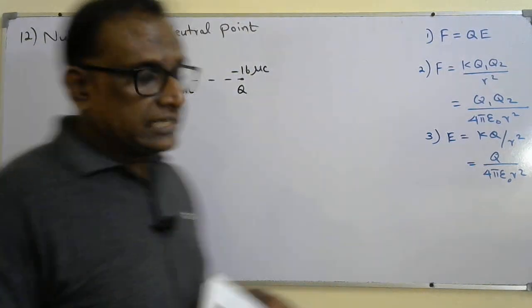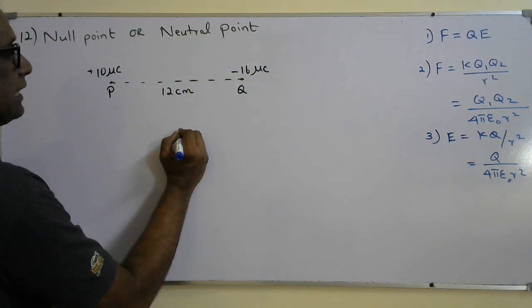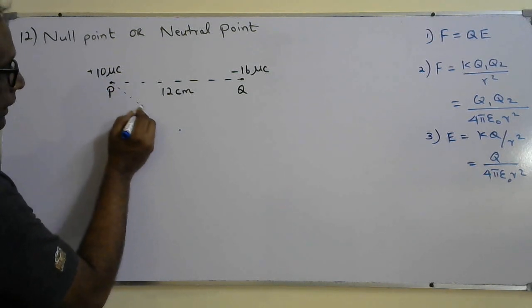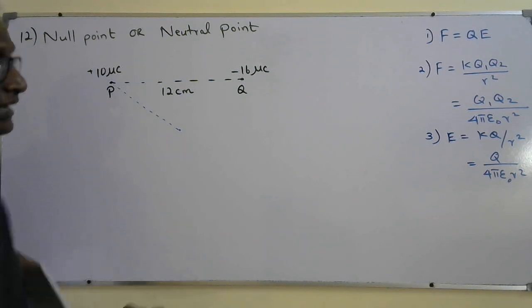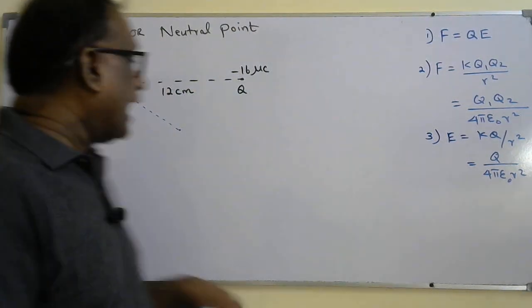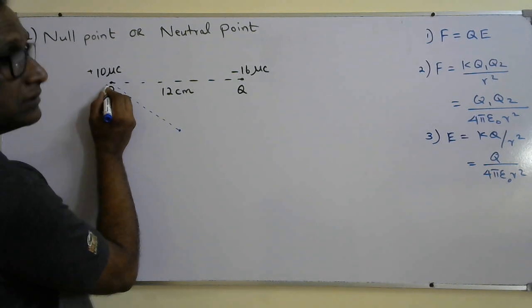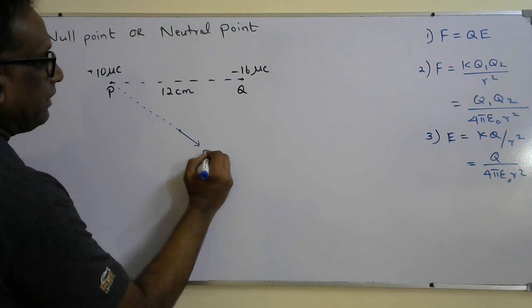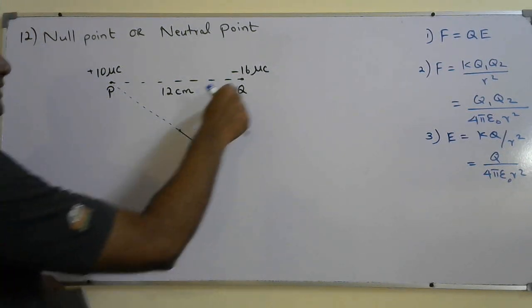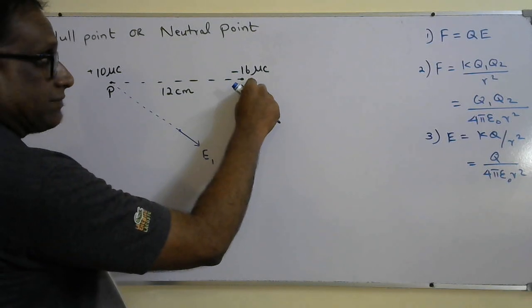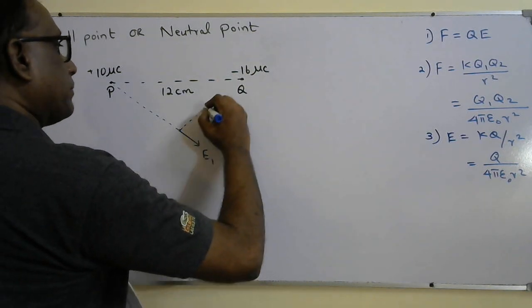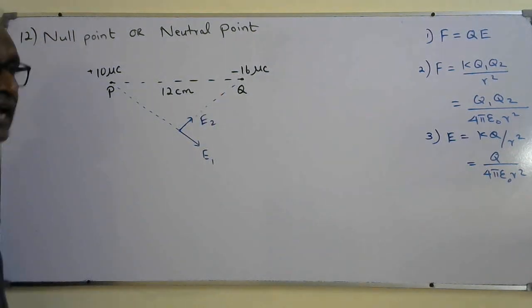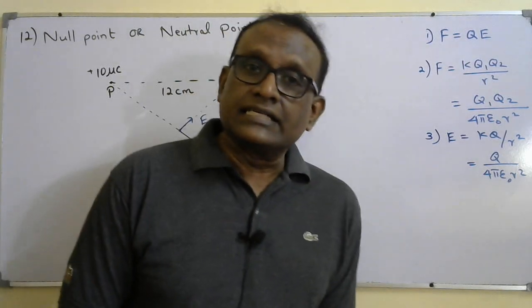Null point means the point at which the resultant electric field strength must be equal to 0. Imagine I consider a point somewhere here. If I keep a positive test charge at this point, the direction of the electric field strength due to 10 microcoulomb will be this way, E1. The direction of the electric field strength due to negative 16 microcoulomb will be this way. So these two electric field strengths never cancel each other, because they are two vectors at different angles.